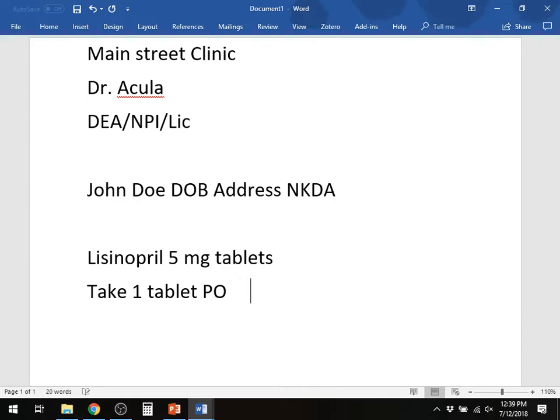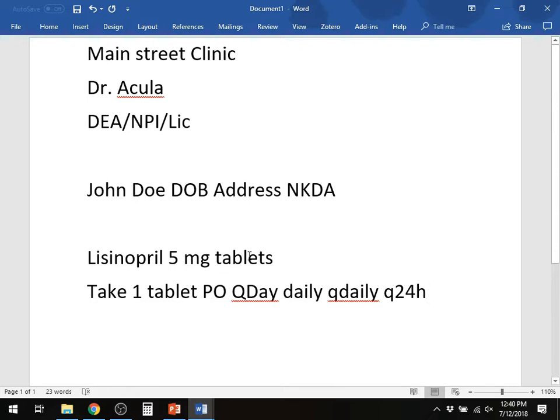Daily. Now can I put QD? No, I never put QD. I could put Q day. I could put daily. I could put Q daily. I could put Q 24 hours. Any of those would be totally fine, okay? They still get across the same point: they're taking this drug 1 time a day. The other thing you can do instead of saying 1 tablet, you could say take 5 milligrams PO 1 time daily, okay?